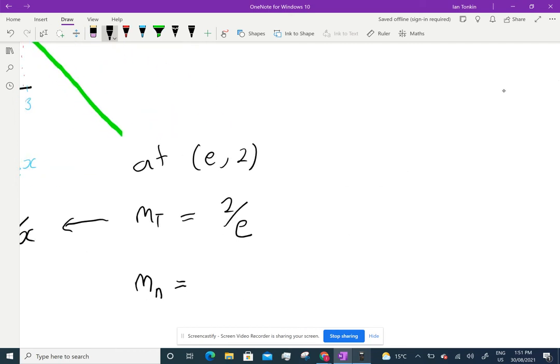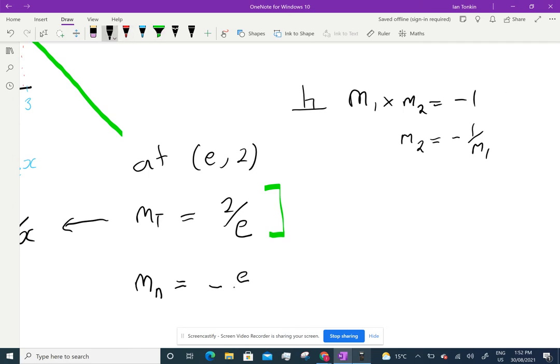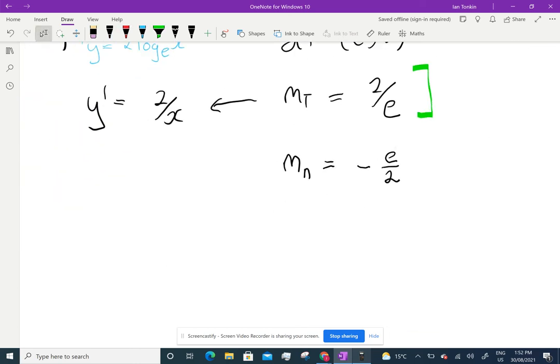If two lines are perpendicular, m1 times m2 equals -1. And that's what these are. So m2, the gradient of the normal, is the negative reciprocal. All I do is turn this upside down and change the sign. So it's negative e over 2. And now I've got a point and I've got a gradient.